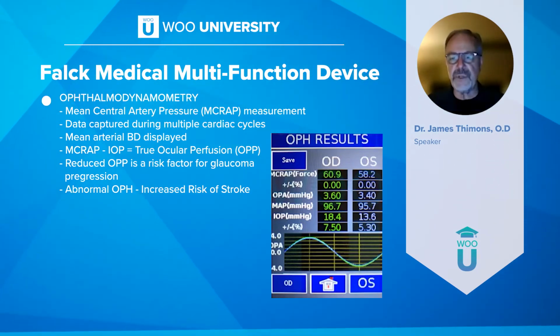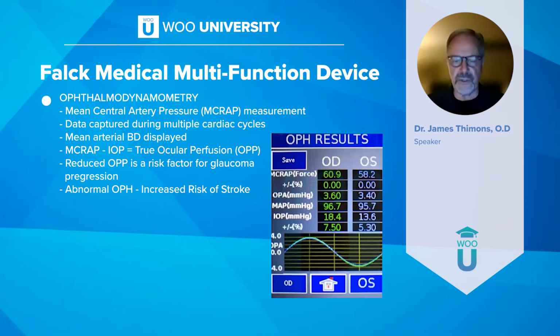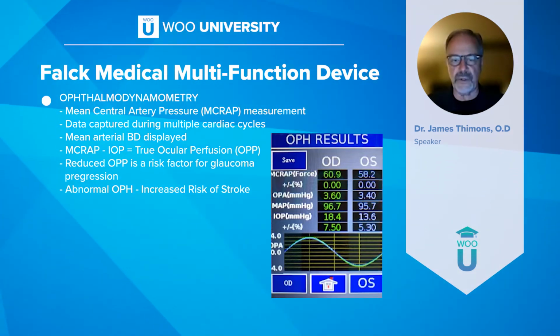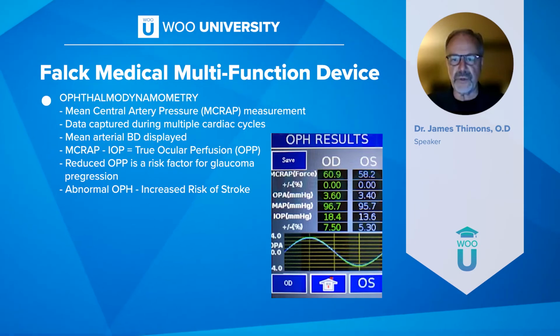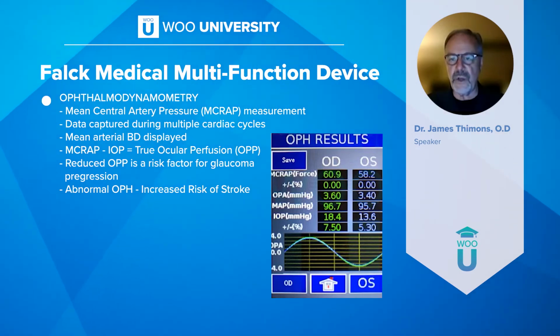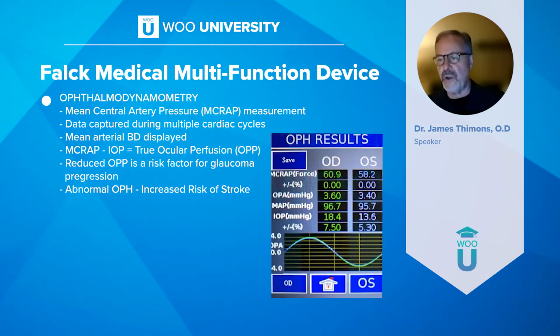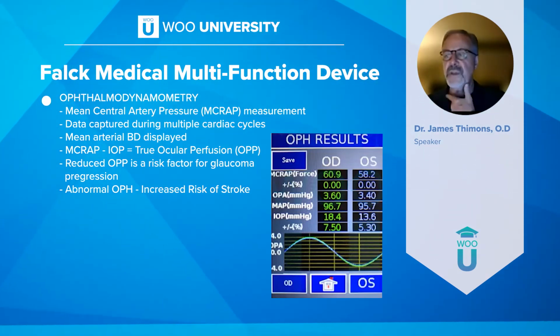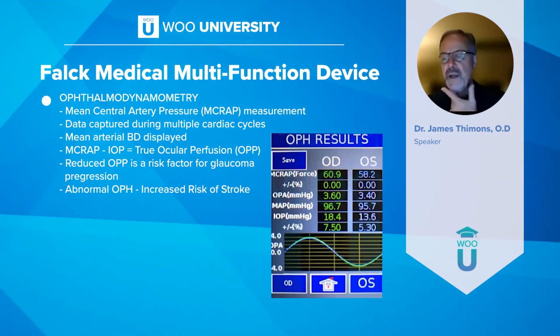So the data captured during this is during 3 cardiac cycles, just as the T serial is. And the true ocular perfusion pressure, which is the OPP, is derived. So the MCRAP, which is really the central retinal artery pressure, is an indirect analog or a derivative representative of the cardiac and carotid pressure on each side.